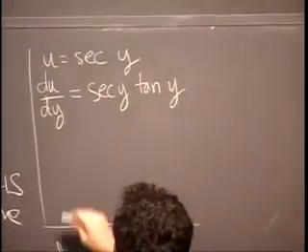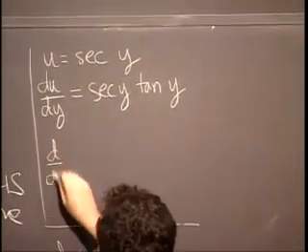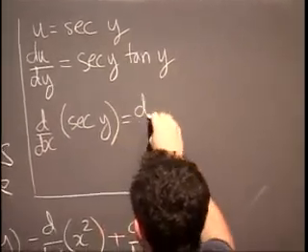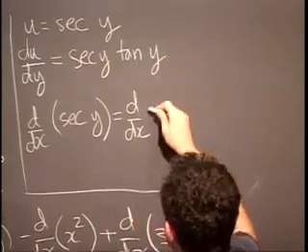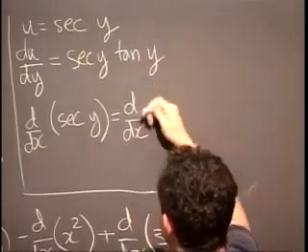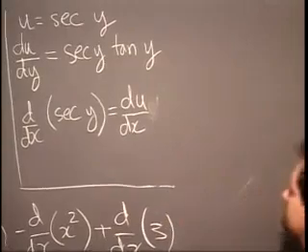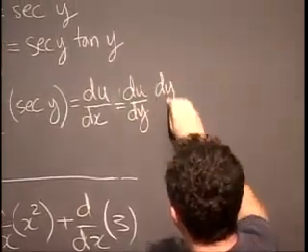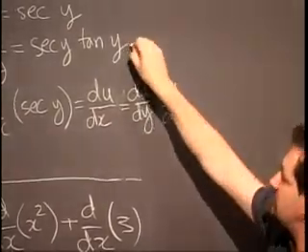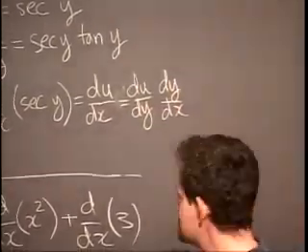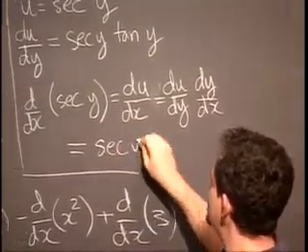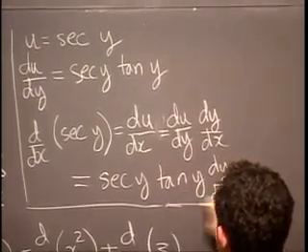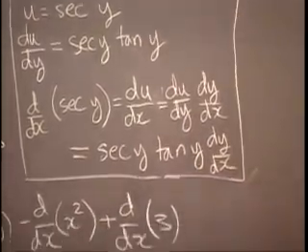So now we can use the chain rule. We want to find out what d/dx of secant y is. And of course this is just d/dx of u, as in du/dx. Let's write it as du/dx, which is itself du/dy times dy/dx. And now we can use our above expression for du/dy to write this as secant y tan y dy/dx. So now that's our little working box, and we can fill this in.